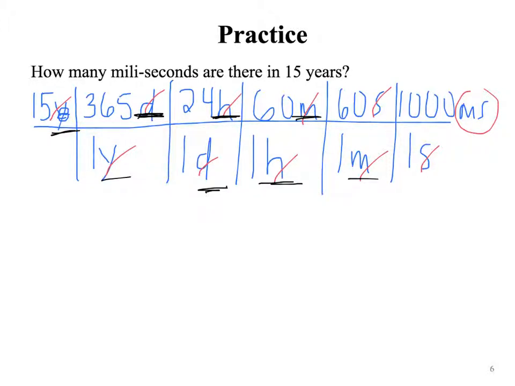And the way you compute this would be you would multiply everything on the top and divide by the product of the bottom. So I'd multiply 15 times 365 times 24 times 60 times 60 times 1,000 and divide by 1 times 1 times 1 times 1 times 1. Okay? When I do that, I end up getting, with the appropriate amount of sig figs, 4.7 times 10 to the 11th milliseconds.